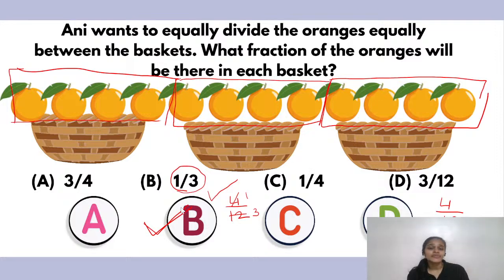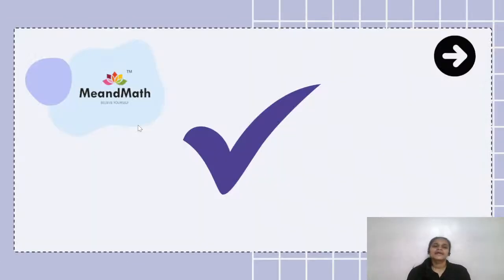All right. I hope everybody's understood. Yes, it was a bit tricky. You all were getting the answer 3 upon 12, but 3 upon 12 cannot be possible, because in that case we would require 4 baskets. Here I have only 3 baskets, so in each basket there will be only 4 oranges. Have you all understood? Good attempt, good job, all of you. The answer is B. All right, let's proceed further.